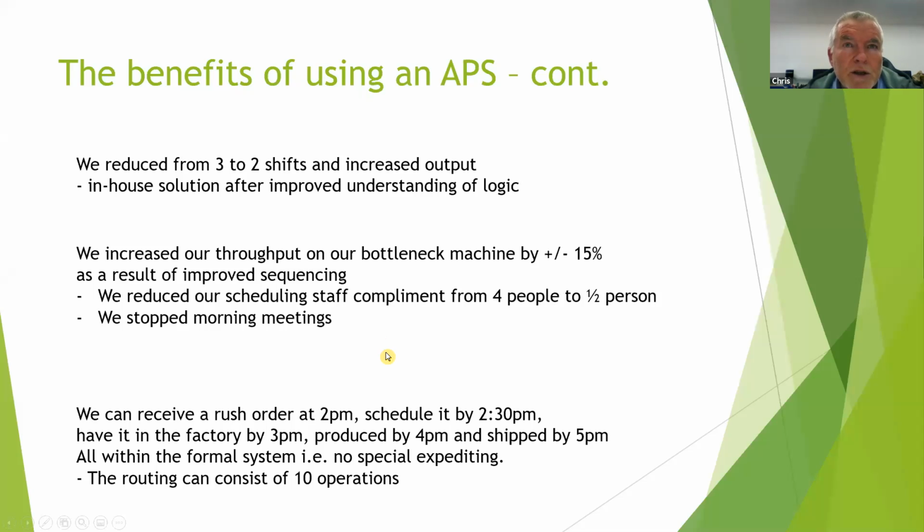So the order comes in at 2, it's gone into the schedule by 2:30, it's on the factory by 3, it's produced by 4, shipped by 5. But, and this plant competes on flexibility. So they've automated as much of that process as possible, and in automation, they also achieved setup reduction. And that's scheduling. You couldn't do that with manual interference.